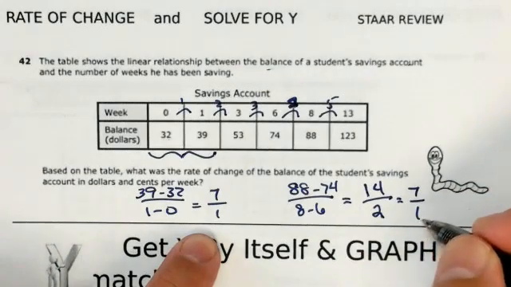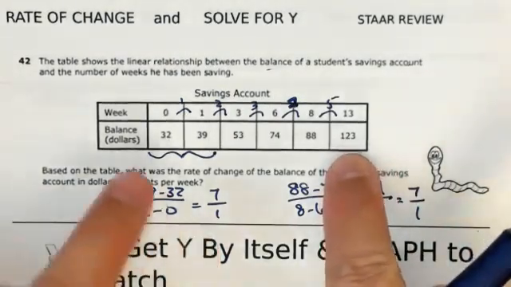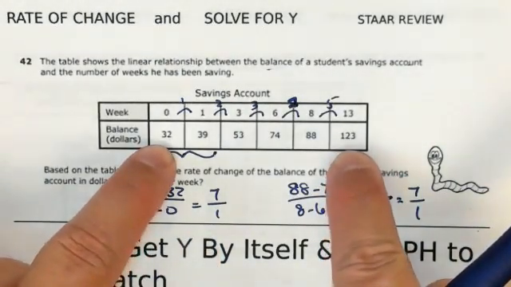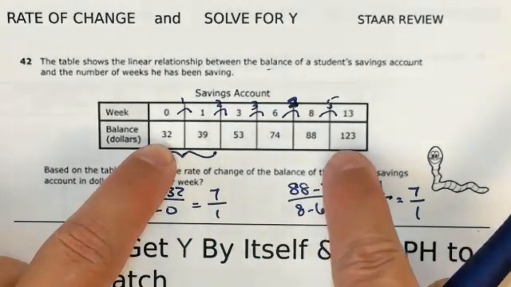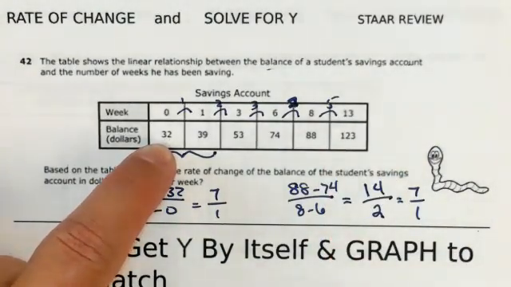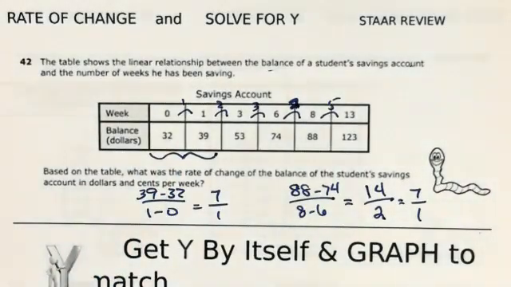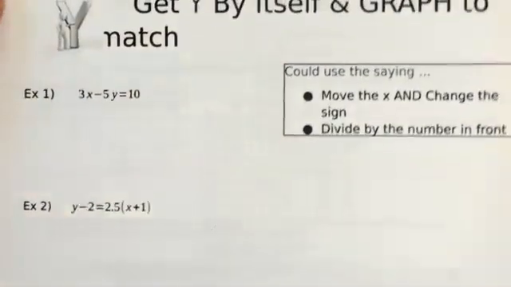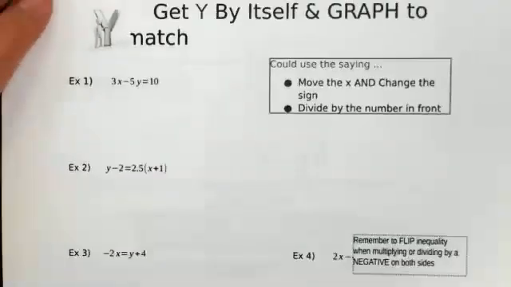So I should get exactly the same answer every time. It shouldn't matter which 2 points you pick. I could pick this point and this point. That means I'm dividing by 13, but I should get the same answer. I should get 7 over 1. All right. So we're going to look at these real quick, and then I think it's going to be some practice problems.